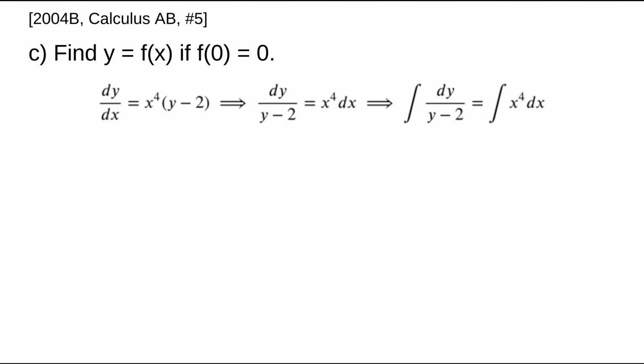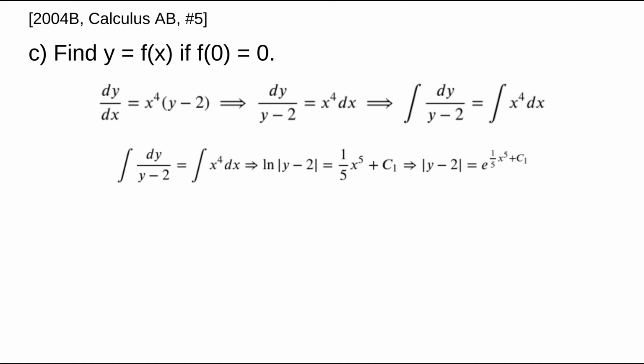We're going to use the equation dy/dx equals x to the fourth times (y minus 2). Separating the variables gets us dy over (y minus 2) equals x to the fourth dx, and then we anti-differentiate both sides. After anti-differentiating both sides, we get the natural log of the absolute value of y minus 2 equals 1/5 x to the fifth plus a constant. Exponentiating both sides, we'll get rid of the natural logarithm, and now we have the absolute value of y minus 2 is equal to e to the (1/5 x to the fifth plus the constant).